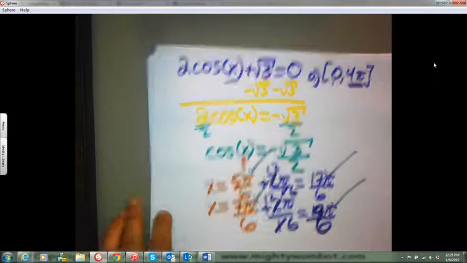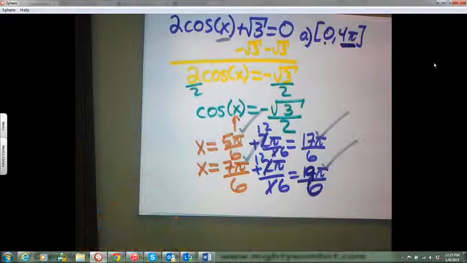Alrighty. So we've got these four solutions. Why four? Because we're going from 0 to 4 pi. Between 0 and 2 pi, we had two solutions. So between 2 pi and 4 pi, we also have two solutions. So in total, from 0 to 4 pi, we have four solutions. Now let's see what happens on part B.